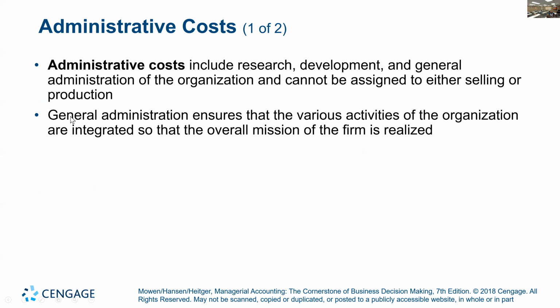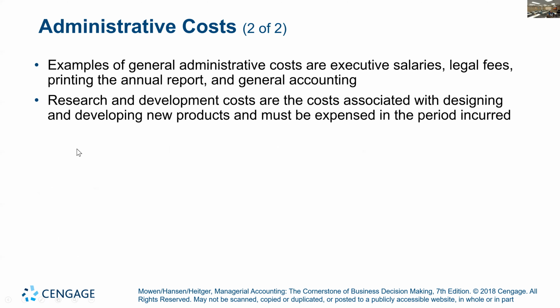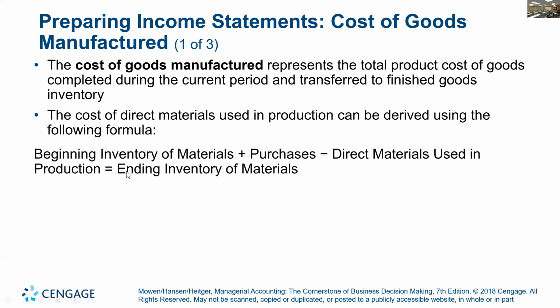Whereas administrative costs is what goes on with the general administrative buildings: executive salaries, legal fees, accounting fees, research and development. So that is the first part of this chapter, being able to look at costs and identify them. I cannot stress how important that is.